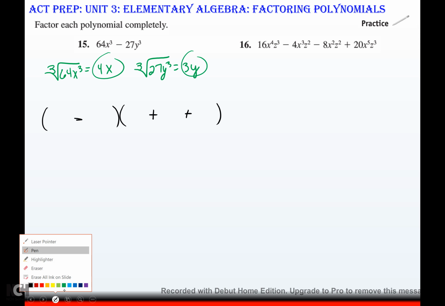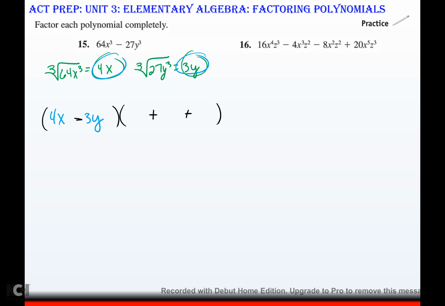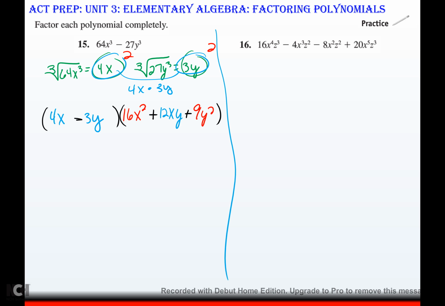My terms in the binomial are the 4x and 3y. To get the trinomial, we square. That's going to give me 16x squared and 9y squared. And to get the middle, you multiply these two together. 4x times 3y is 12xy in the middle. And we're done.